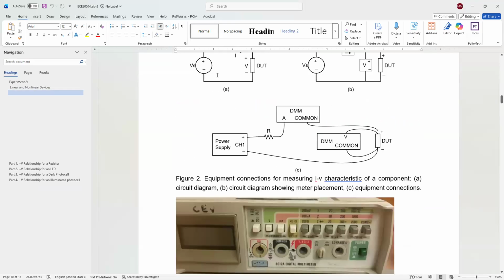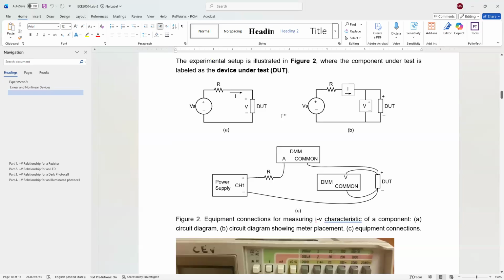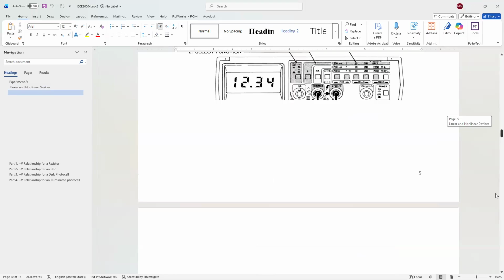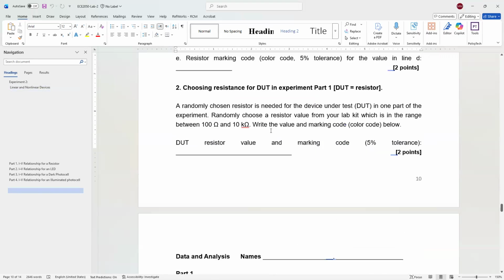Yeah, this is the resistance R here. What about what resistor I have to use here? Because I told you guys, here you are going to use a resistor one time, an LED one time, and then a photocell. Okay, so here also in the pre-lab I told you in this part.